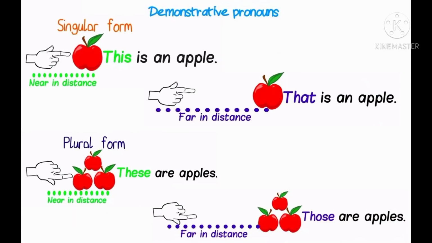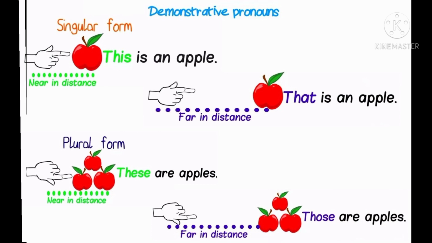Make it clear. This is an apple. The apple is near in distance, that's why we are using this, THIS, and also the apple is singular. That is an apple. The apple which is far away, that's not within our reach. Clear? But if there are many apples and we need to point it out, we should use either these or those, depending upon whether the apples are within our reach or far away.